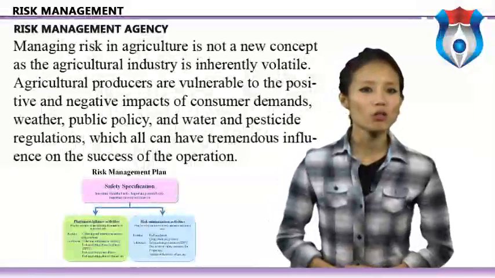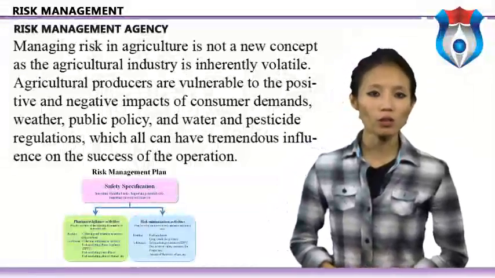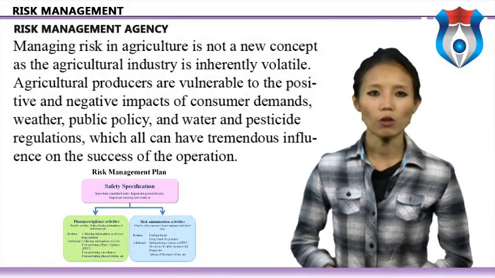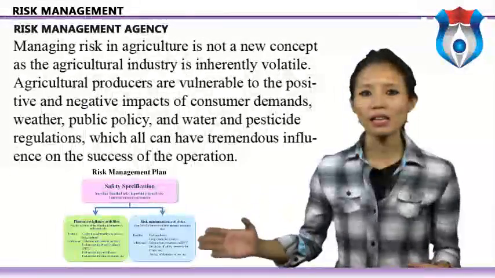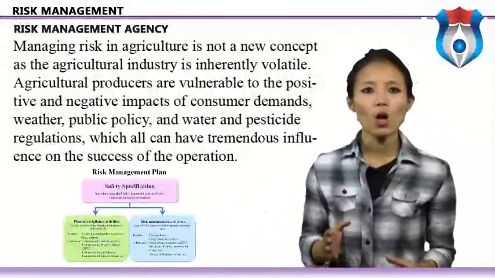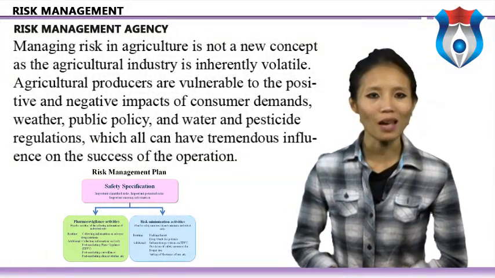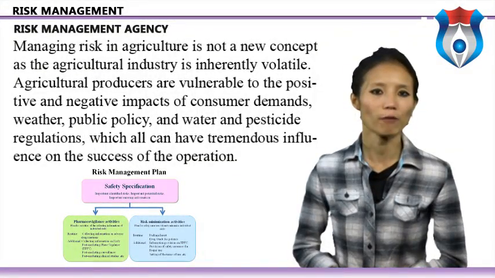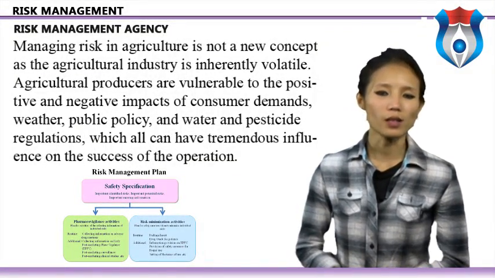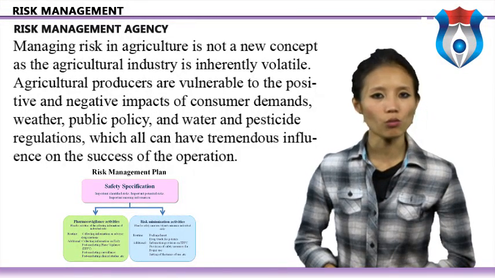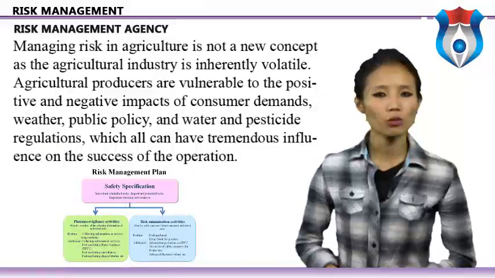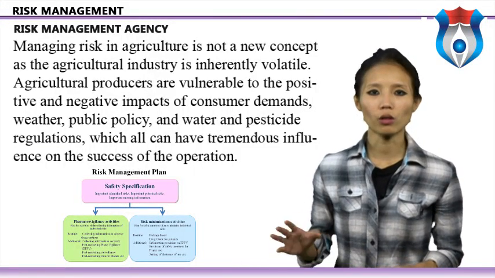Managing risk in agriculture is not a new concept, as the agricultural industry is inherently volatile. Agricultural producers are vulnerable to the positive and negative impacts of consumer demands, weather, public policy, and water and pesticide regulation, which all can have tremendous influence on the success of the operation. Understanding the types of risks and the tools to manage these risks is just as important to the producers as knowing how to grow the commodities.